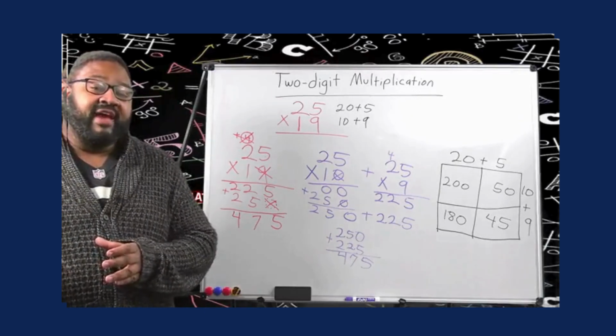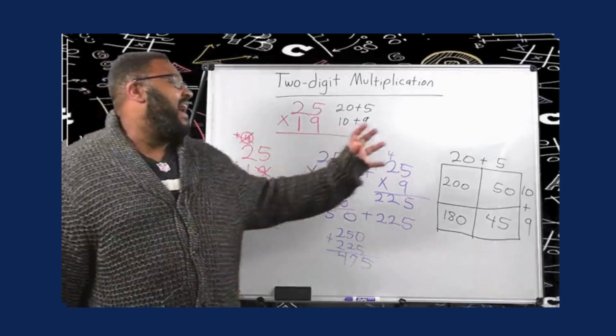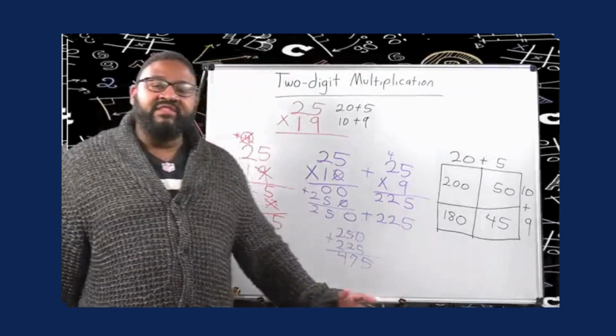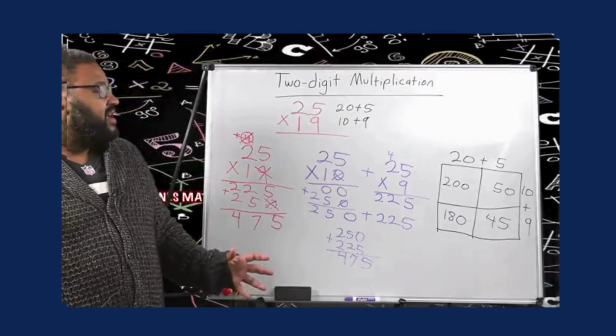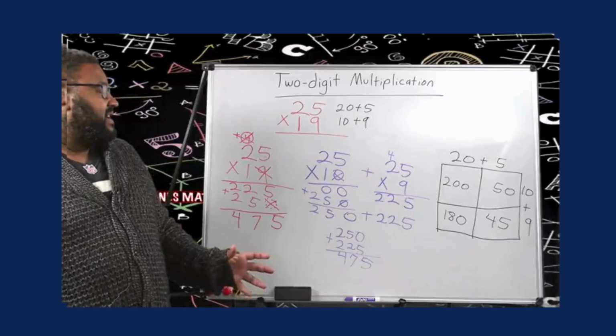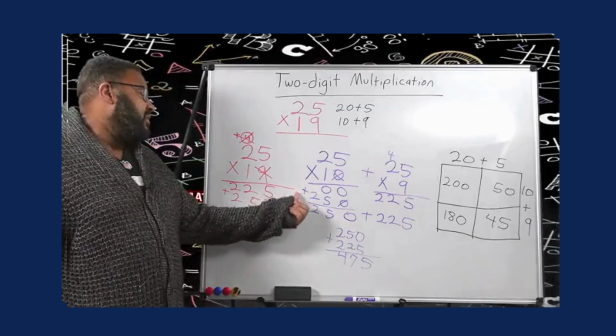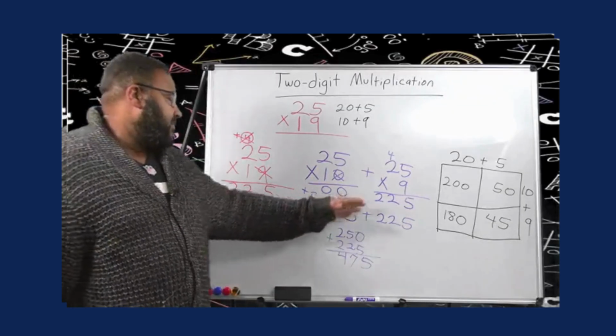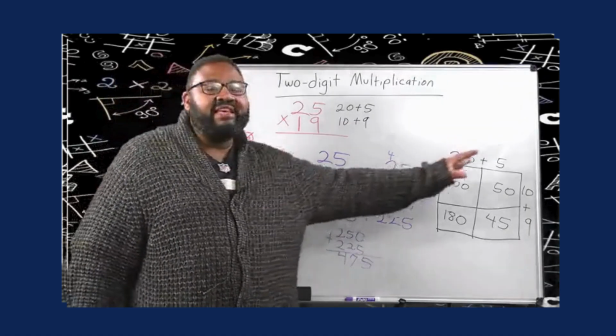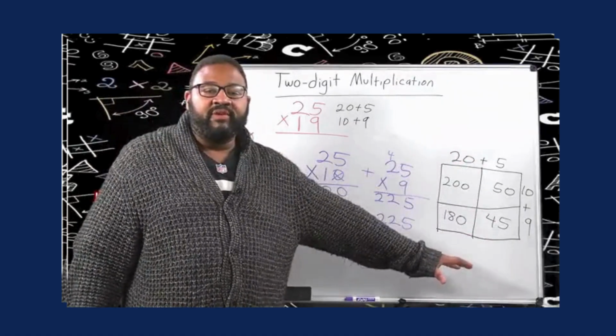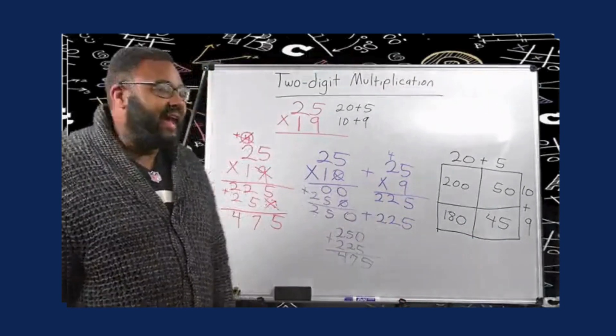So guess what we have to do now? We have to add. That's our theme when it comes to multiplication, folks. We are going to add. Here we added, here we added, and we add it all through here. So that's the key thing with multiplication: you have to continue to add.